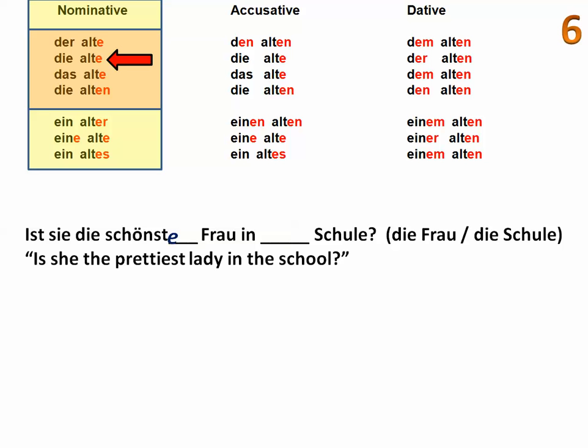Now we use the preposition in again, which can be accusative or dative. Since we're talking about where the pretty lady is located at, it's dative. And so we're going to use the dative. It's a definite article because we're saying in the school. And in the dative, die changes to der. So therefore, der Schule. So altogether, ist sie die schönste Frau in der Schule? Okay. Notice also that Frau and Schule here are capitalized. All German nouns are capitalized. This is unlike in English, where we only capitalize proper nouns.